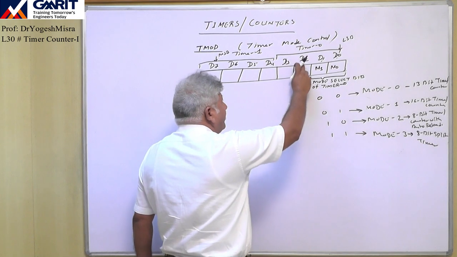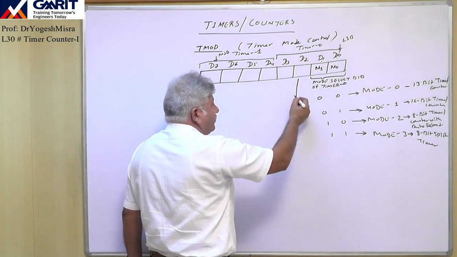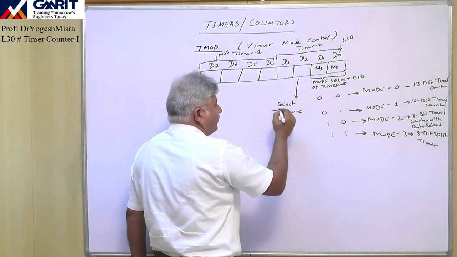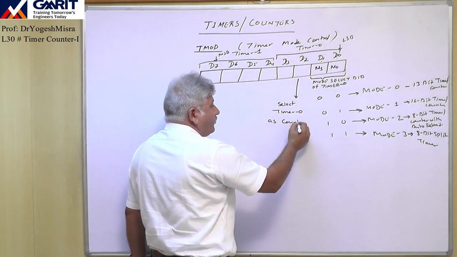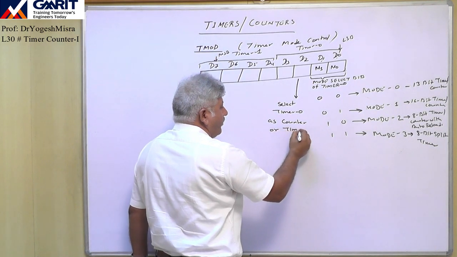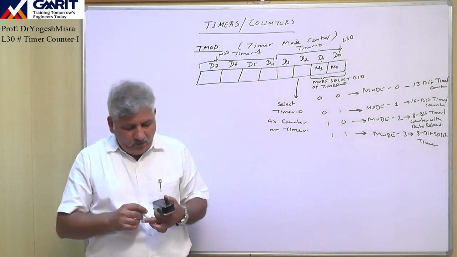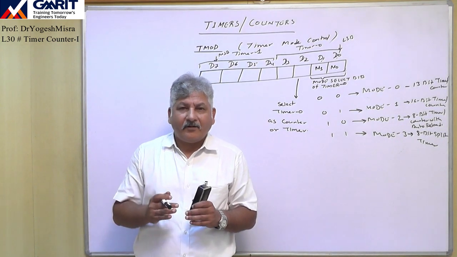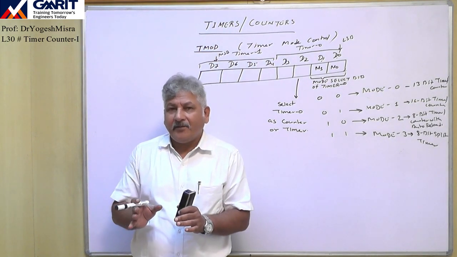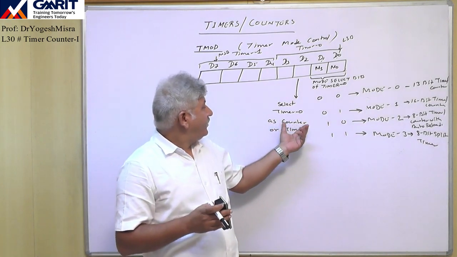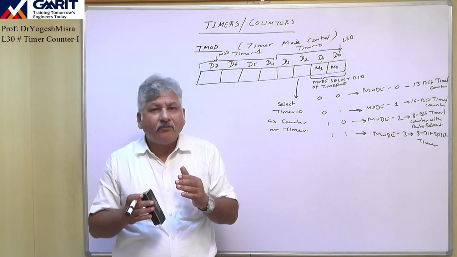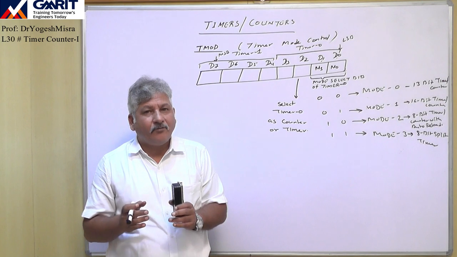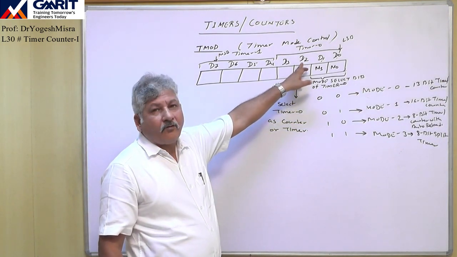Now, bit number D2. Bit number D2 is used to select timer 0 as counter or timer. Now, as I told you, the same hardware can be used as a counter or as a timer. In case of timer, it will be used to generate time delay. In case of counter, it will be used to count the events. So to select whether we want to operate this timer as a timer or as a counter, we have to use bit number D2 for timer number 0.